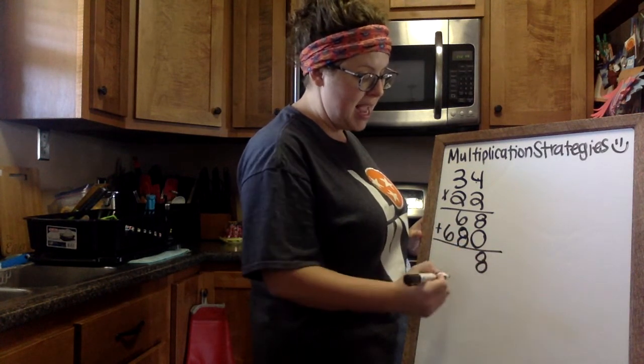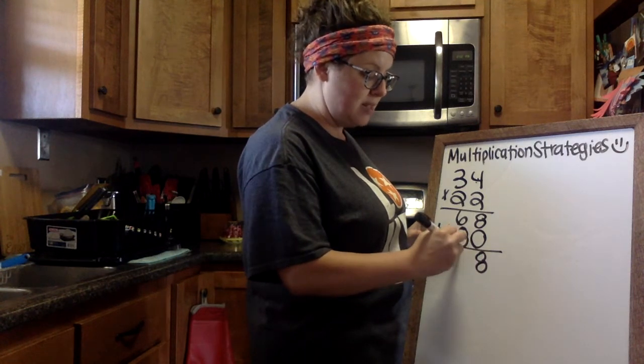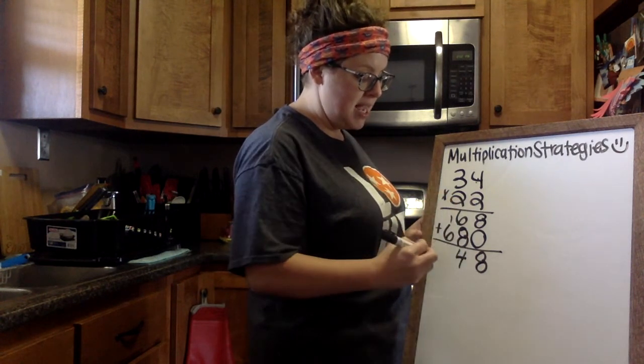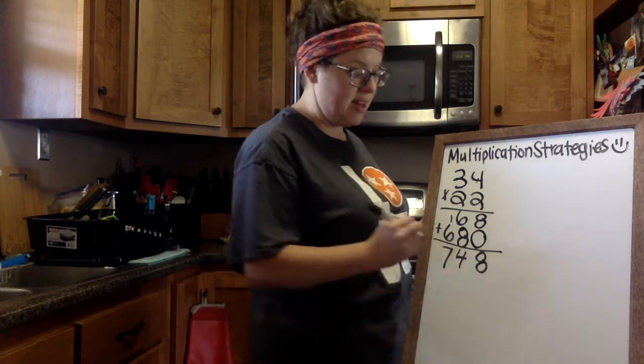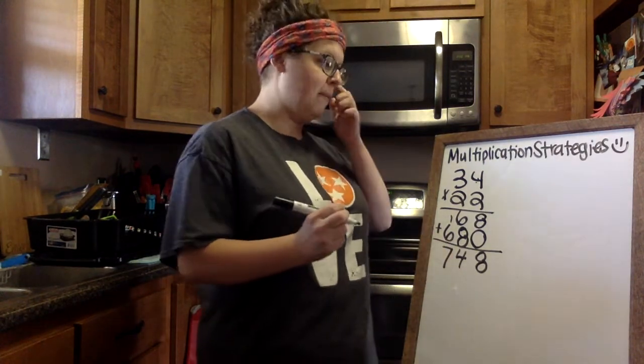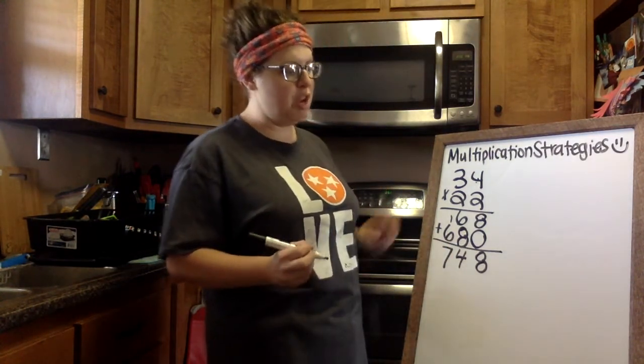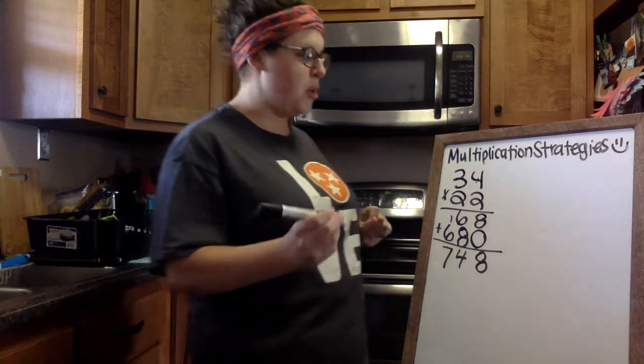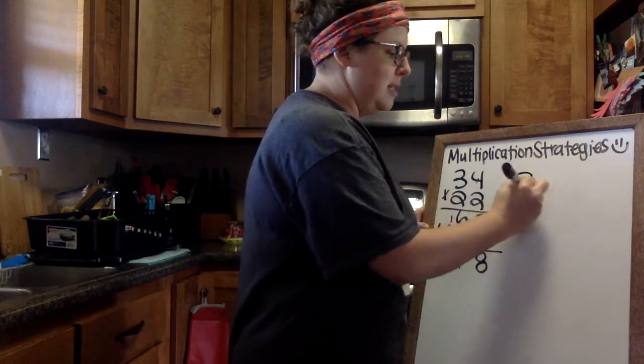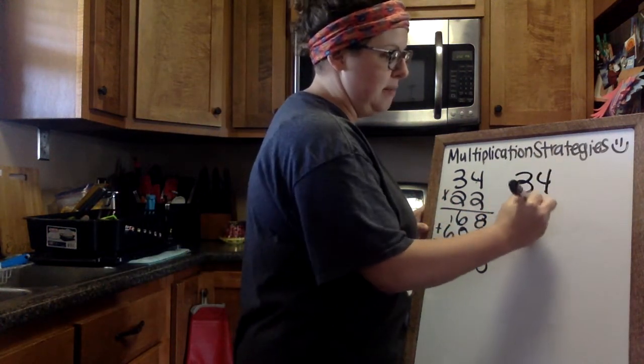8 plus 0 is 8. 6 plus 8 is 14. Carry your 1. 6 plus 1 is 7. 748. Another way that you can do this is very similar, and it's called partial products. I'm going to use the same problem again.